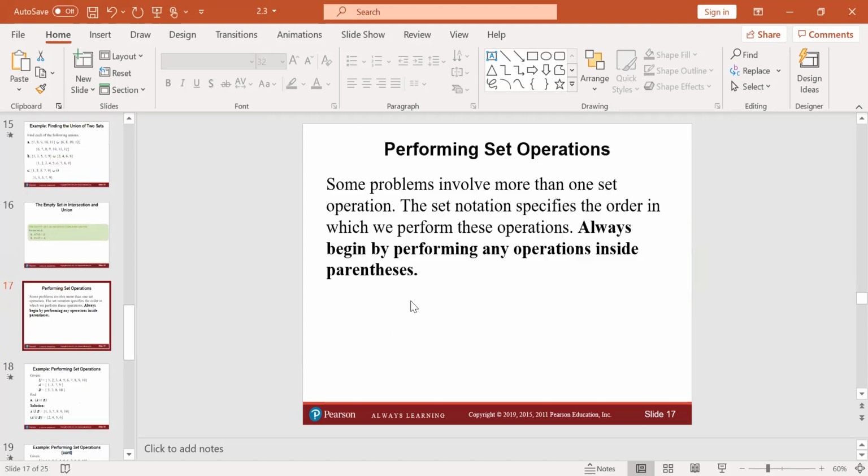All right, so performing set operations. Some problems involve more than one set operation. Always begin by performing any operations inside parentheses.